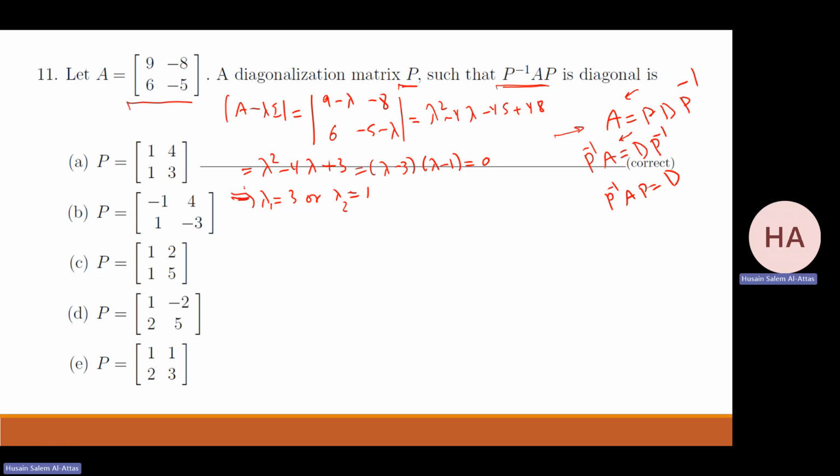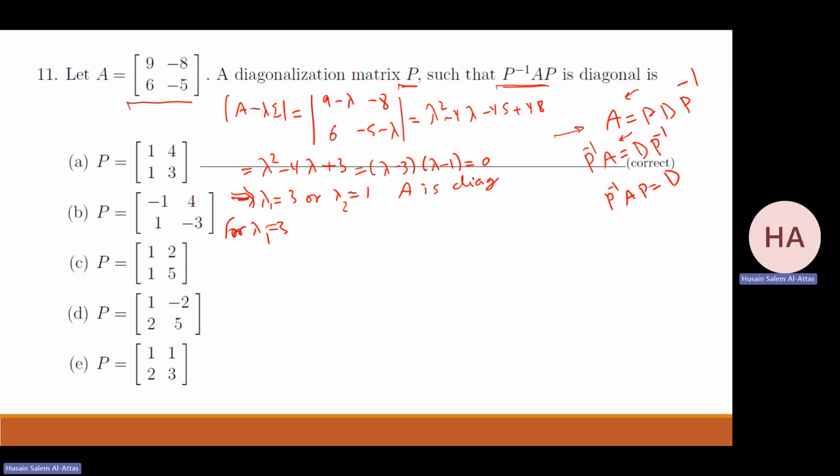Lambda 1 equal 3, lambda 2 equal 1. Now we'll come for lambda 1 equal 3. I need to find the eigenvectors. For sure, A is diagonalizable. Huh? A is diagonalizable, very clear, since you have distinct real roots.